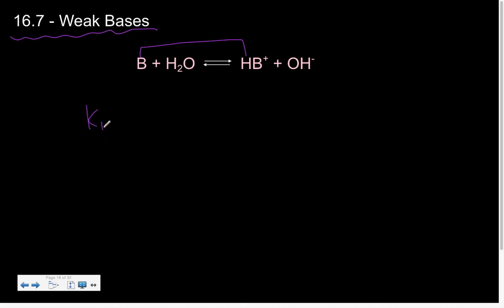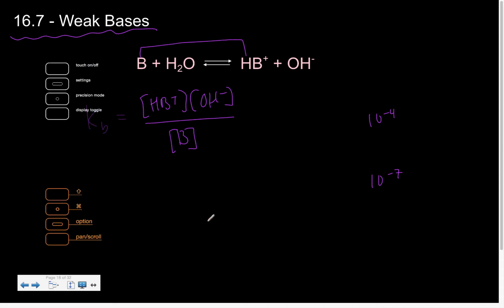Now, we could write a base dissociation constant expression for this. That would say HB plus times OH minus over our base gives us our Kb value. Same principle: the larger my Kb value, the more basic my species is. So something that has a Kb value of 10 to the negative 4 is more basic than something that has a Kb value of 10 to the negative 7th. Yes? All right, so that's my Kb expression.